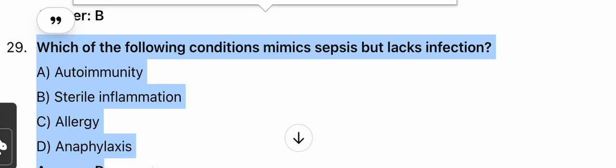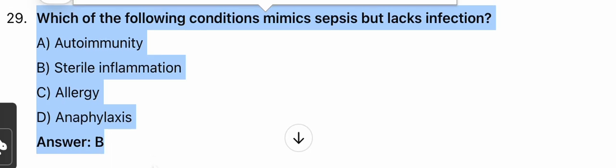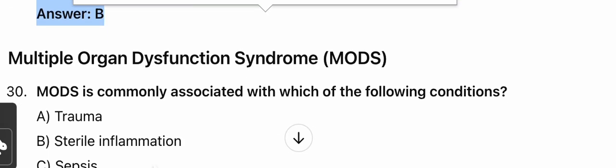Which of the following conditions mimics sepsis but lacks infection? A. Autoimmunity. B. Sterile inflammation. C. Allergy. D. Anaphylaxis. Answer, B.